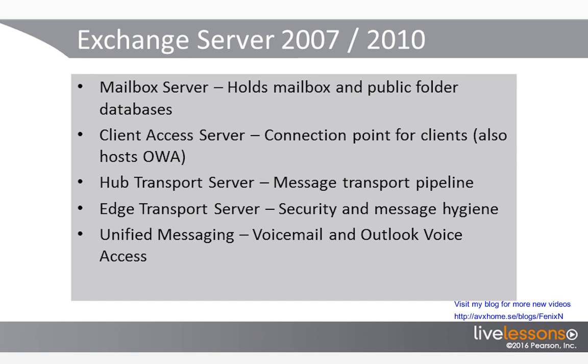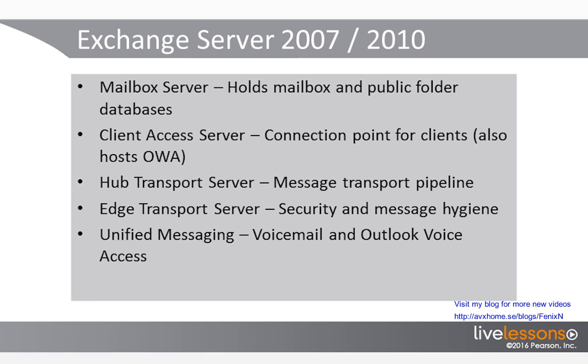So things changed a lot with regard to Exchange Server roles in Exchange 2007. We went from having two loosely defined roles to five formally defined roles. And Exchange Server 2010 kept these same roles. So what were the roles? Well, there was the mailbox server role, and the mailbox server role held the mailbox database and the public folder database. There was also the client access server role, and this was the connection point for clients. The client access server also hosted Outlook Web Access or Outlook Web App, depending on what version of Exchange you were talking about. Then there was the Hub Transport server role.